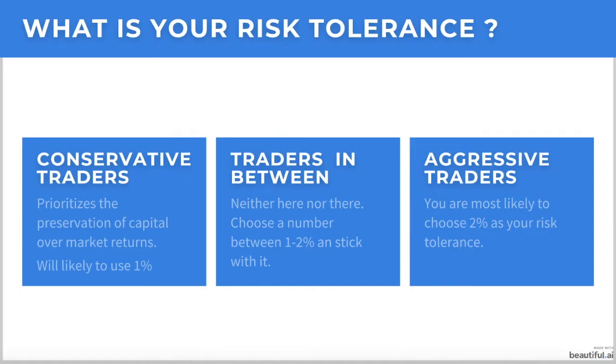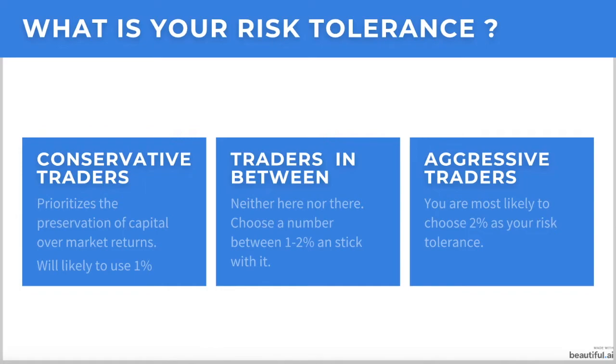This rule is also known as the 1% rule. But don't be confused. What the numbers 1% and 2% here mean is the risk tolerance of any given trader. Conservative traders usually prioritize preservation of capital over quick market returns, and they will likely choose a smaller number, like 1%. Aggressive traders are the other way around and prioritize quick market returns over preservation of capital over time, so they will likely choose 2% as their risk tolerance.